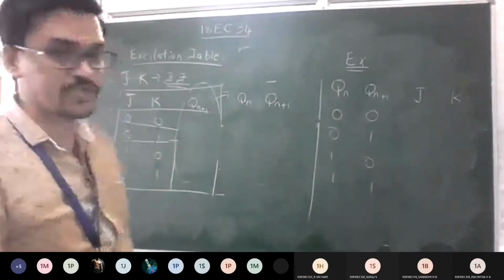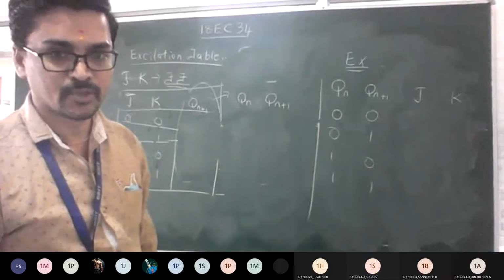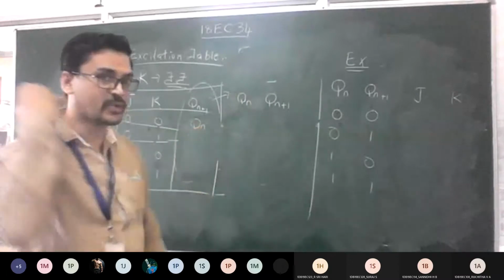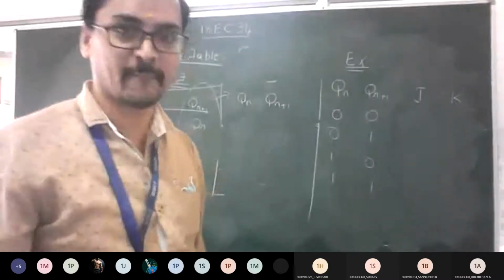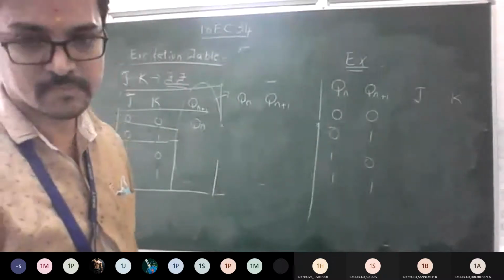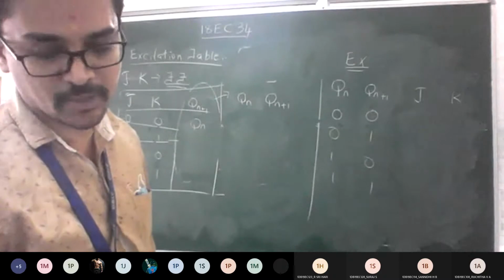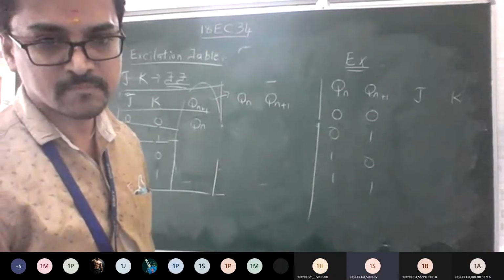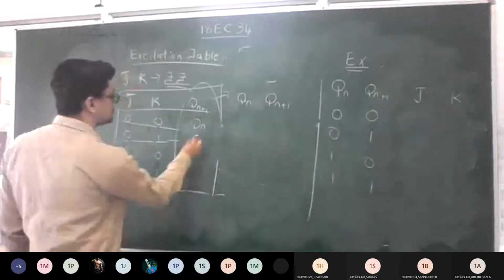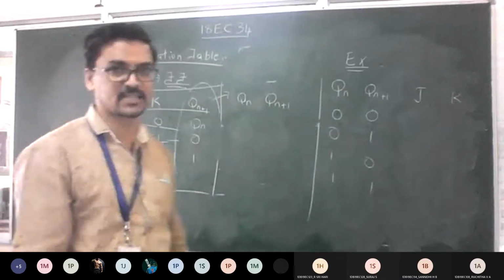What is the outcome for 0 0 in JK? Memory, no change, right? So I can write Qn itself. Whatever Qn is, that will be the output for this. Correct? Next, for 0 1, what is the output? For 0 1, I am writing Qn plus as 0. Next, 1 0. Now tell me what will happen for the last condition.